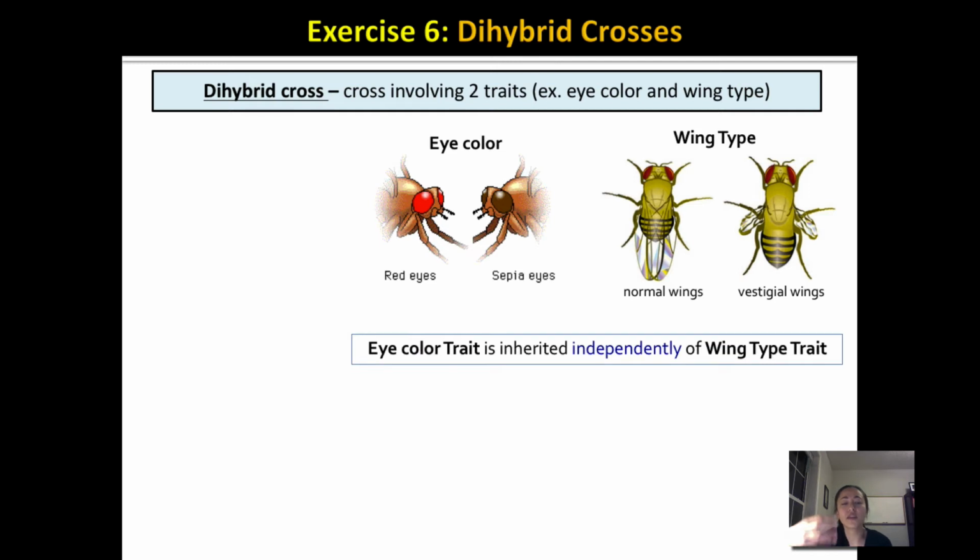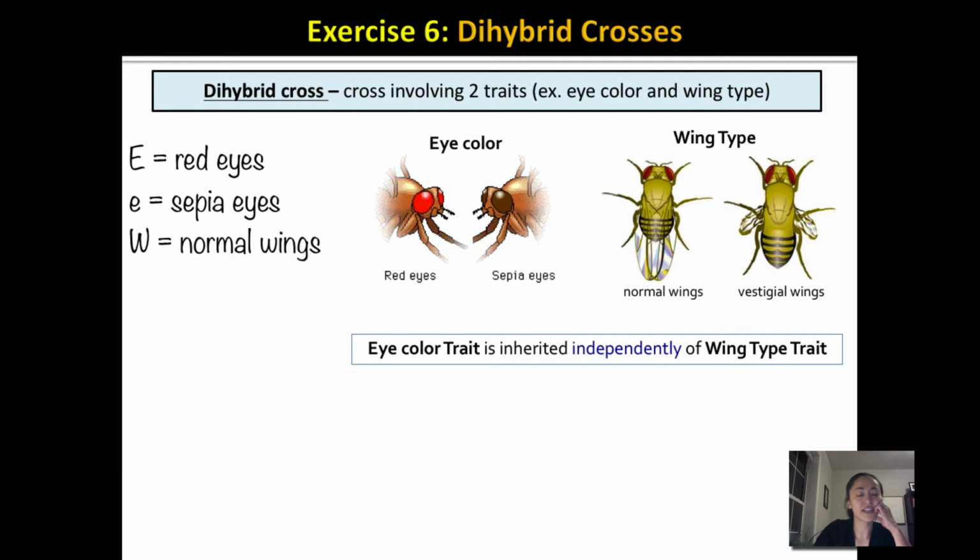And one important thing to note, though, is that eye color does not affect the inheritance of wing type. So these 2 traits are inherited independently of each other. So again, you want to come up with a key. So we'll use big E equals red eyes, little e equals sepia eyes, big W equals normal wings, little w equals vestigial wings. They're these little tiny wings here.